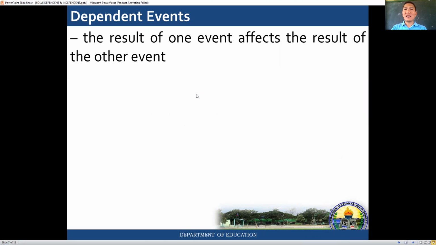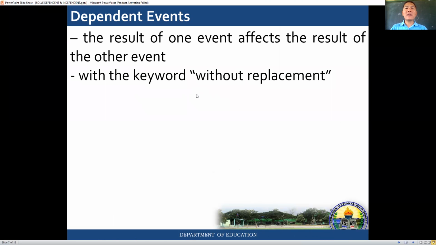Okay, so that is an example. That is the independent event. The result of one event affects the result of the other event. And this uses the keyword without replacement. So hindi binalik, no replacement. So kaya naapektuhan yung second event by the first event.